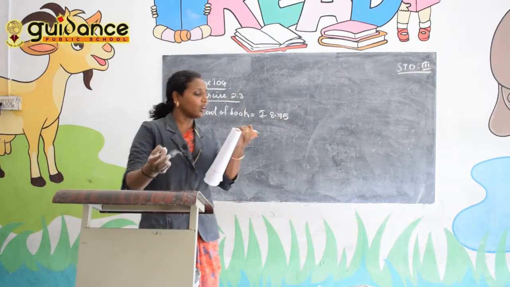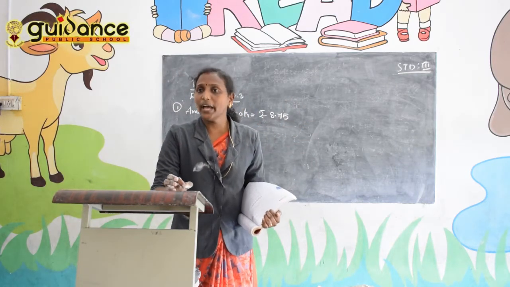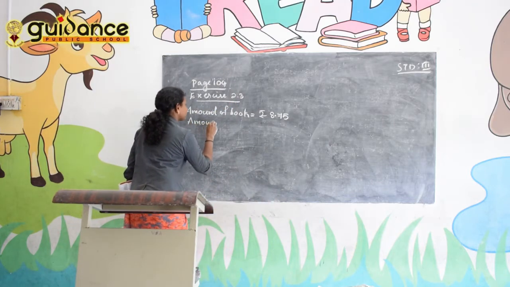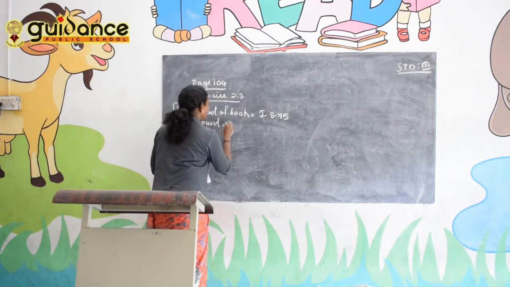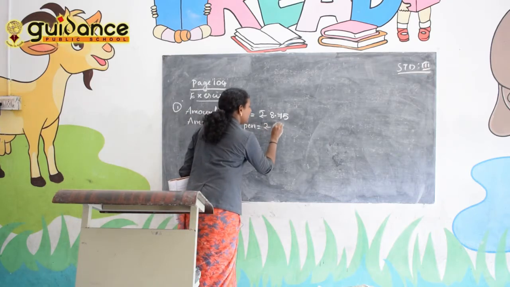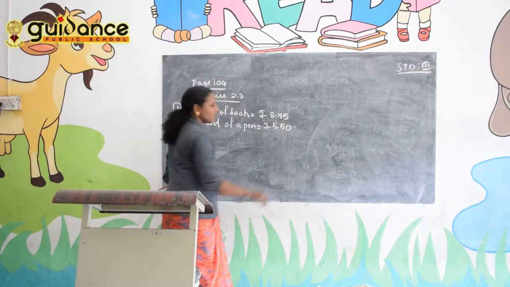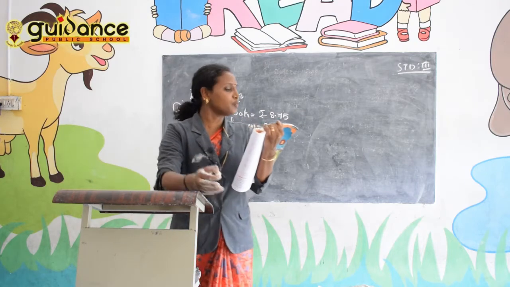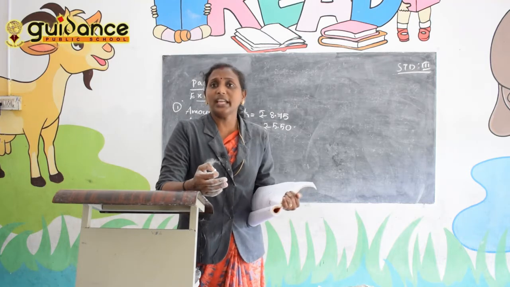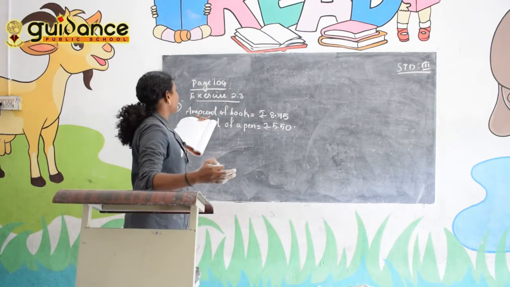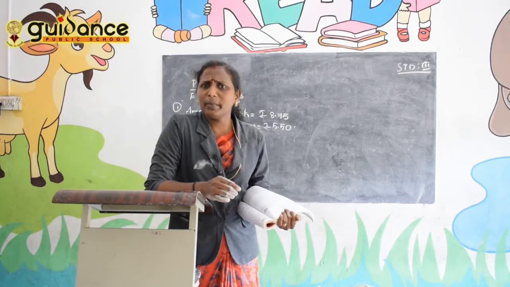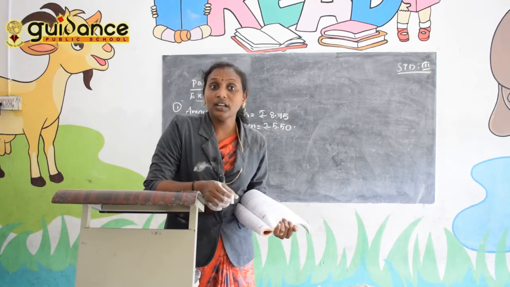And also she bought a pen for 5 rupees 50 paise. That means the amount of the pen is equal to 5 rupees 50 paise. So what is our question? How much money did she pay for the two items? That means to find the total amount for a book and a pen. How will you find the total amount?